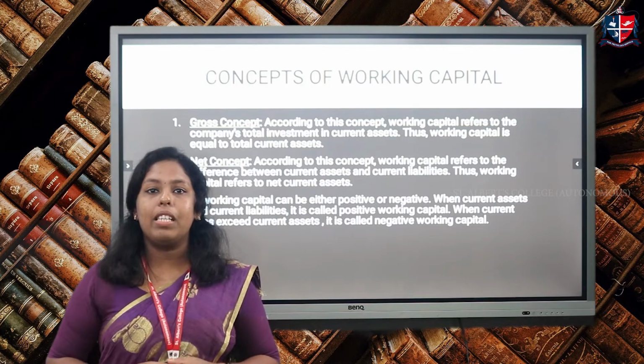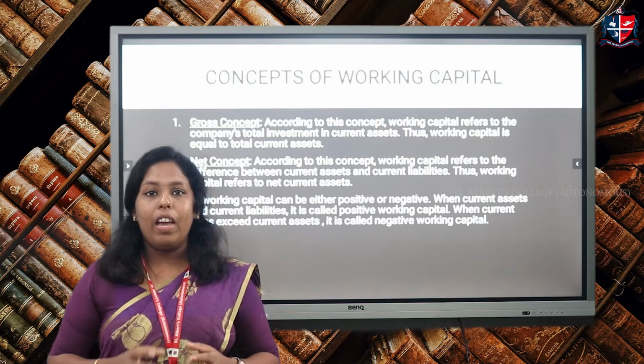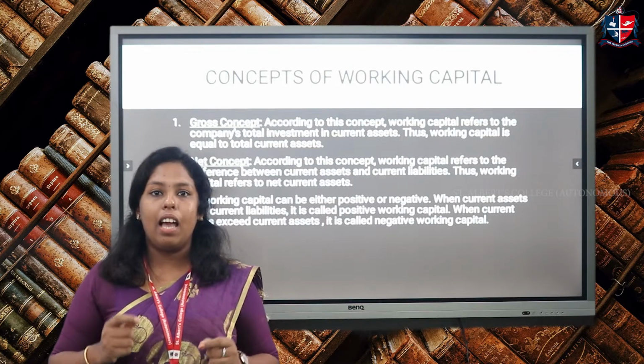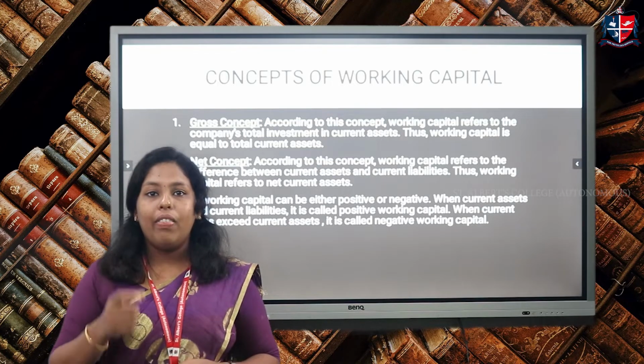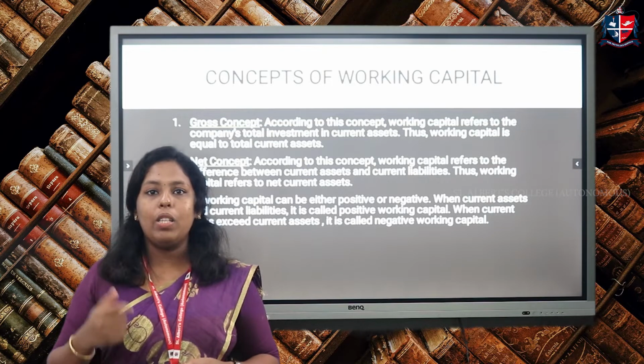The next concept is net working capital, where working capital refers to the difference between the current assets and current liabilities, or the net current assets.